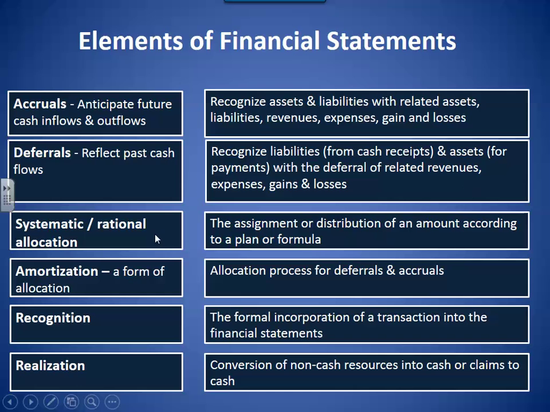We also have the concept of systematic and rational allocation, which means the assignment or distribution of an amount according to a plan or formula. Amortization is simply a form of allocation, and that's the allocation process that we use for deferrals and accruals.